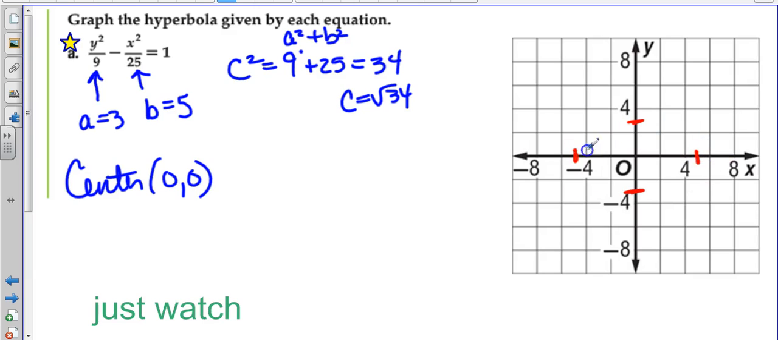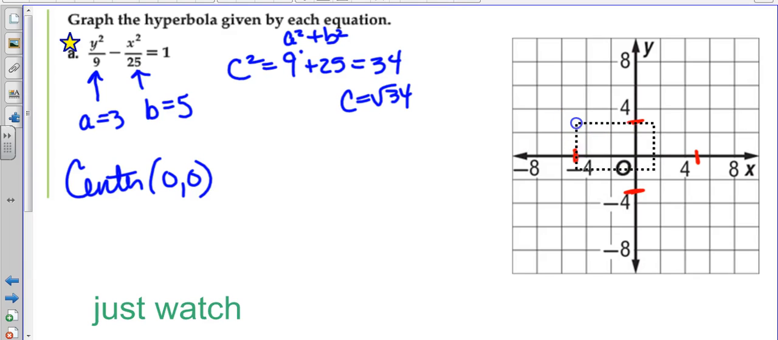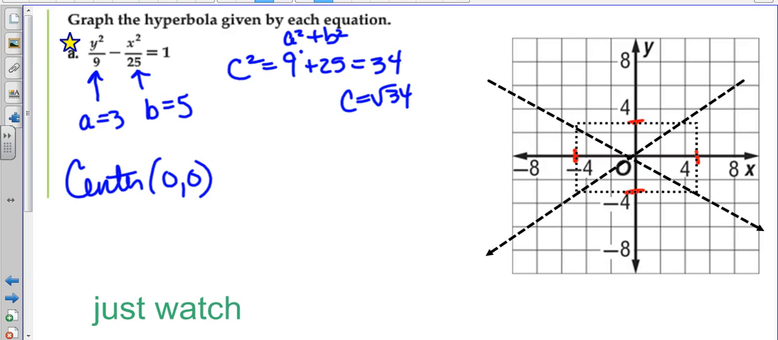Now, if it was an ellipse, I'd just draw through those vertices and covertices. But instead, I have to draw the auxiliary rectangle through those. Let's see if I can use my technology here. There's my rectangle that goes through those. And then I draw in the asymptotes of that. Not very well, but we'll pretend. It's trying to go through the corners.